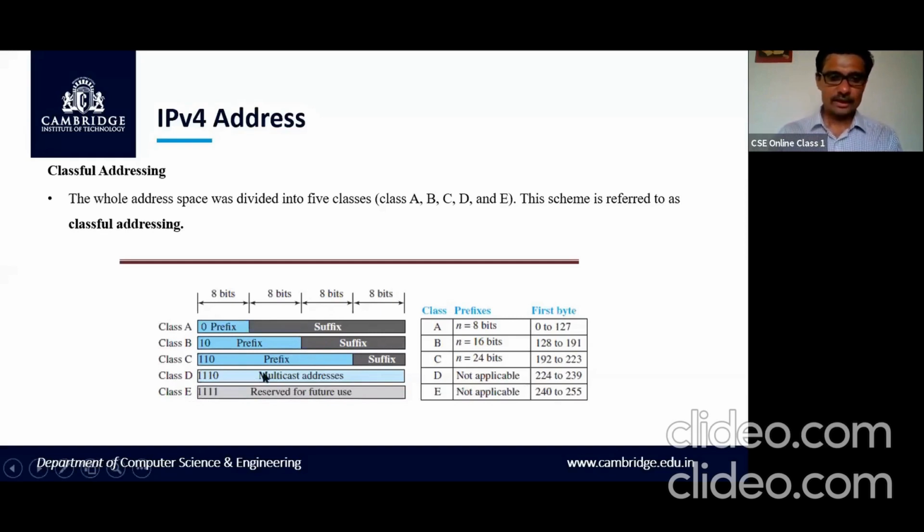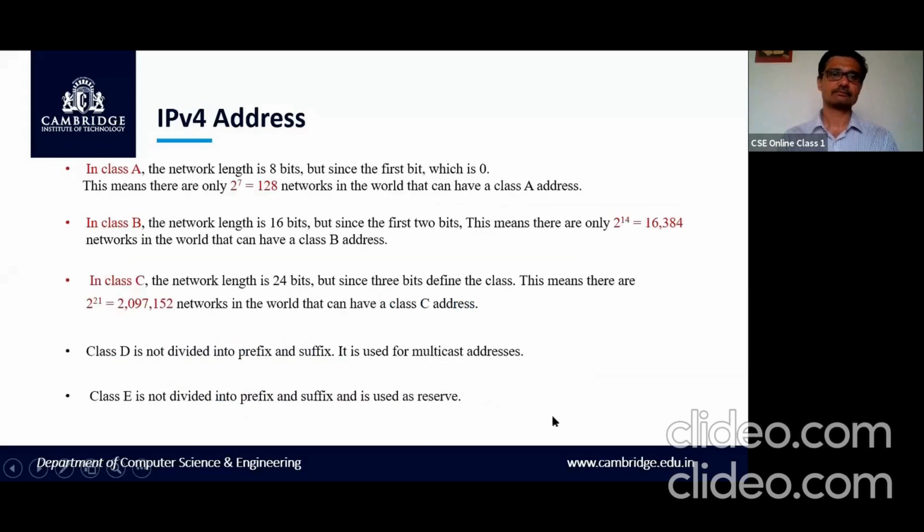You can also identify the class of the address using dotted decimal notation, by looking at the first octet, the first byte. If the first byte ranges between 0 and 127, it is a class A address. Like that, you can see all of them. For the last one, class E, the first byte ranges between 240 and 255.